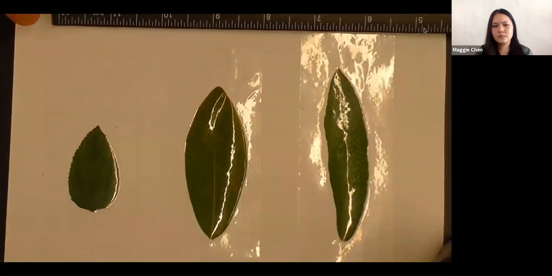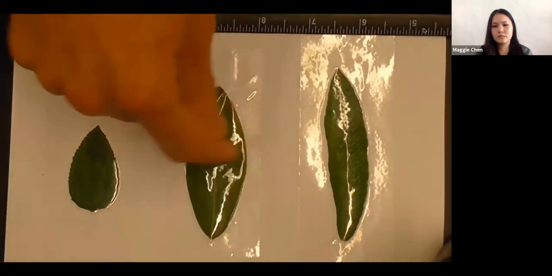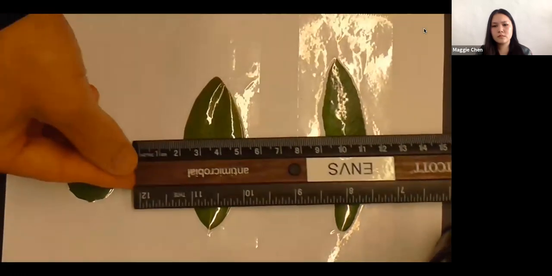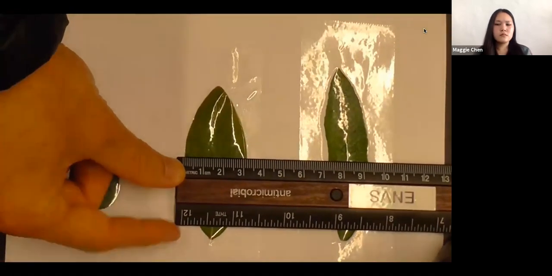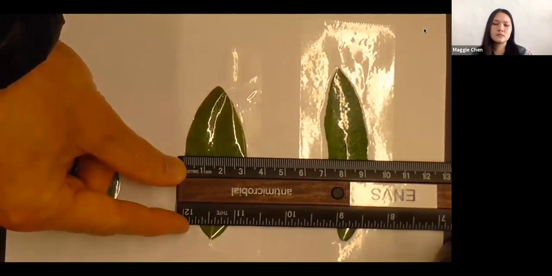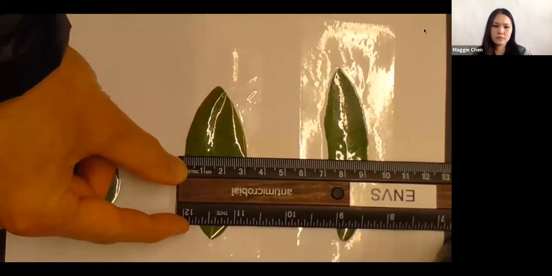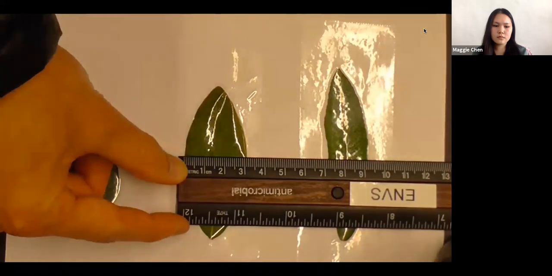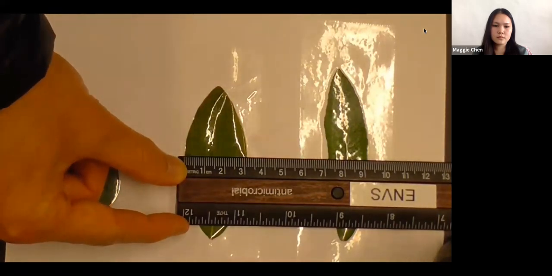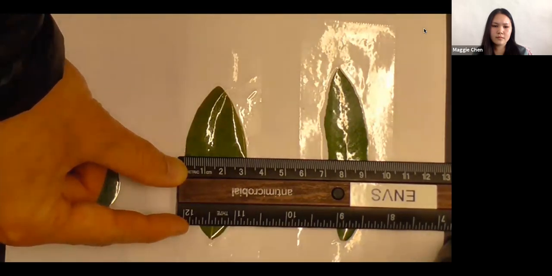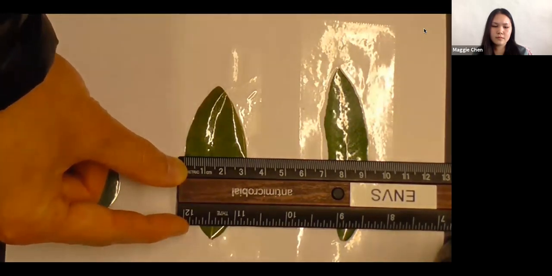Differences like this can arise just from the positioning of the ruler or the measurement tool on the leaf. It can arise from just how we are viewing the ruler. Right now, I would ideally like my head right above the ruler, but I have the camera in the way, so it's a little difficult for me to get the best reading possible.